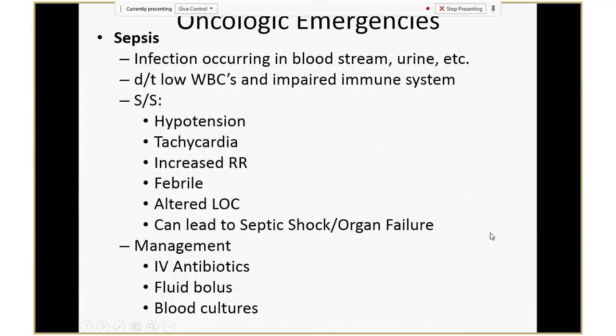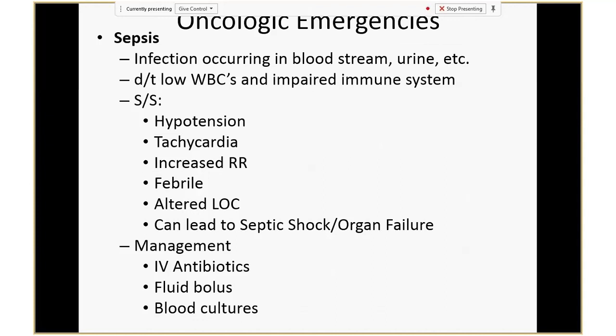So oncological emergencies that you can see from cancer, you're going to see different types of problems occur in these populations over time, and this is what nurses need to be aware of early in care, so then we can actually prevent some of these from occurring.